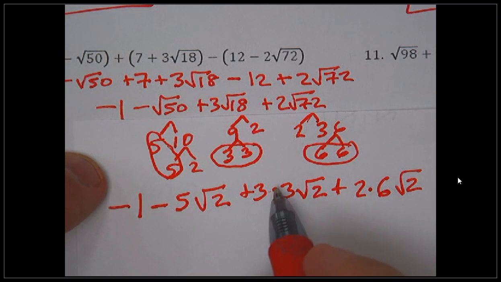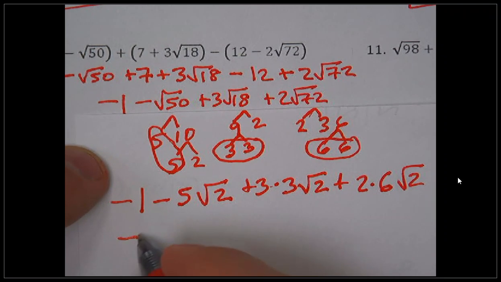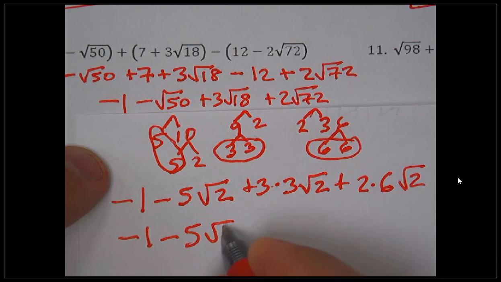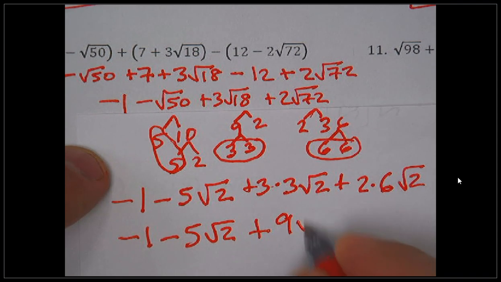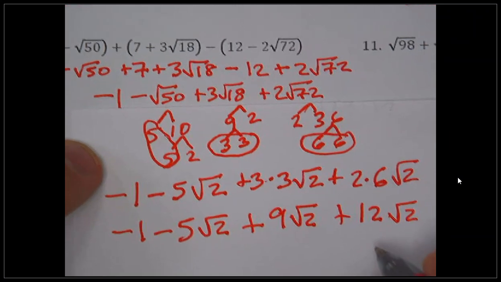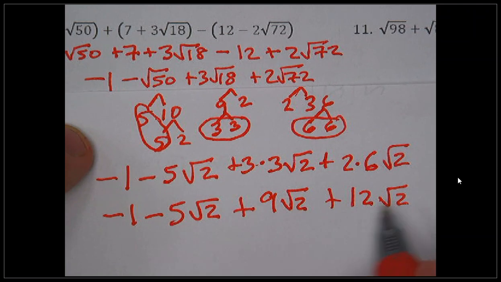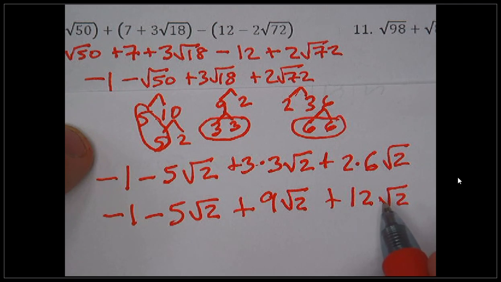So when I clean this up, I'm going to take care of multiplication first. These multiplications here, that's going to give me negative 1 minus 5 times the square root of 2 plus 3 times 3 is 9 times the square root of 2 plus 2 times 6, that's 12, and then times the square root of 2. Now I have a bunch of like terms here. I have negative 5 of these square roots of 2 plus 9 of these square roots of 2 plus 12 of these square roots of 2.